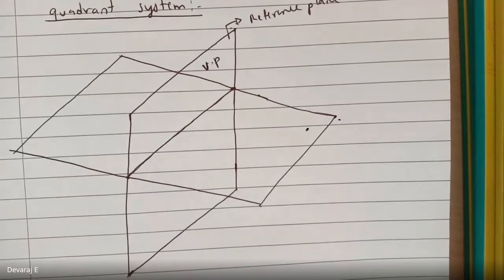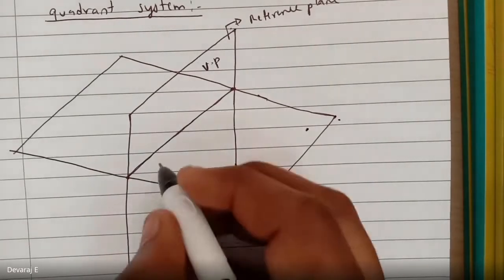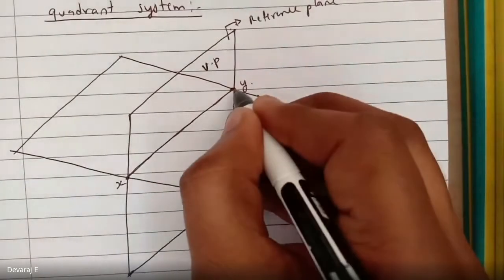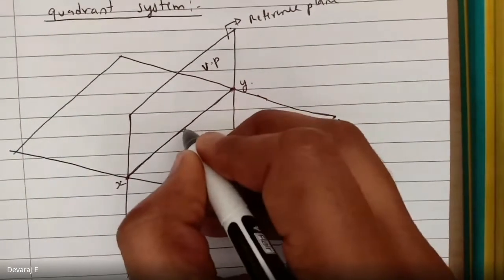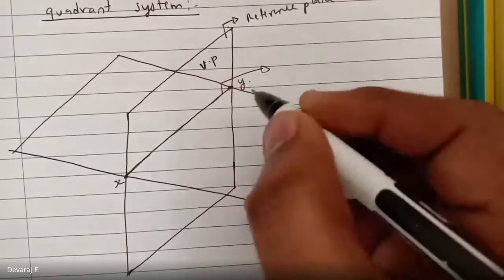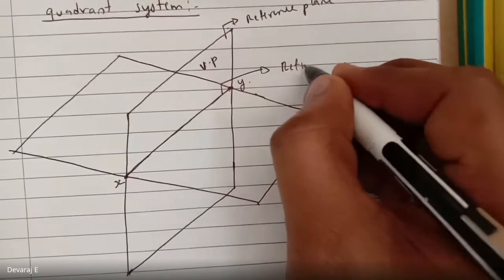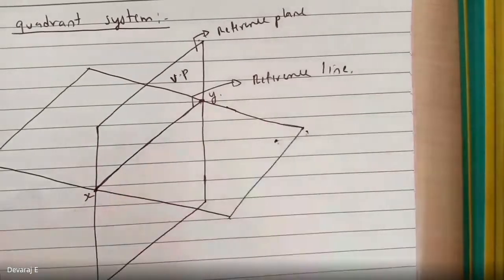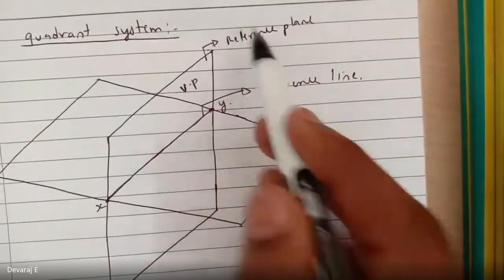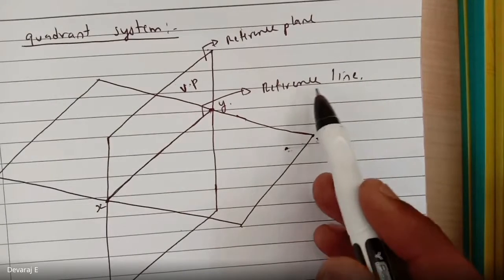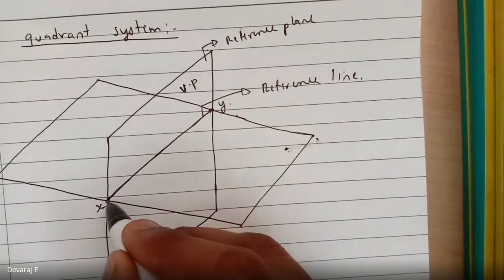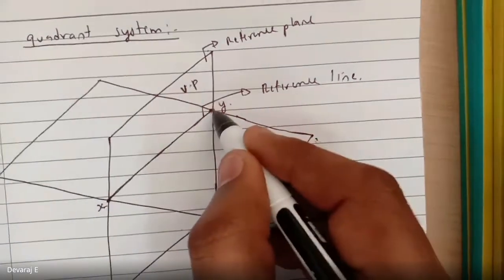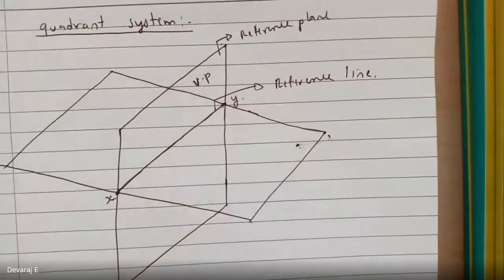Okay, so this is called as xy. From this point to this point it is called as xy line. So this we will call as reference line. In our CAD term, we will call this as reference line. Be careful. Reference plane is different and reference line is different. So reference line is nothing but xy. The connection from this point to this point is called as reference line.